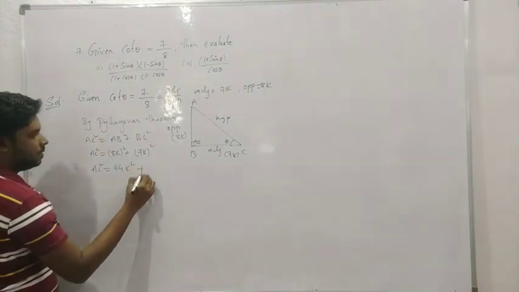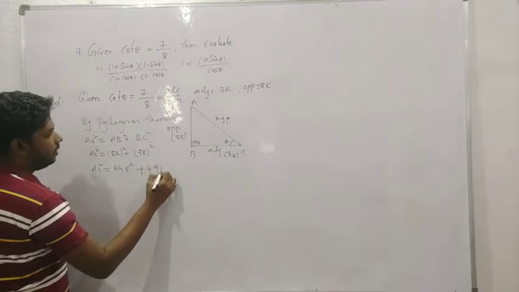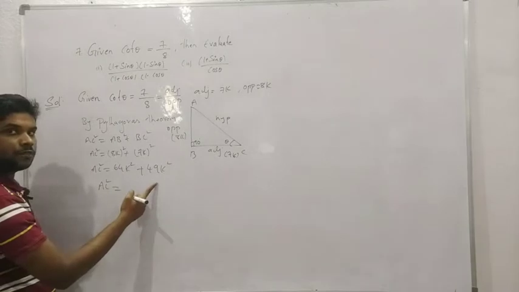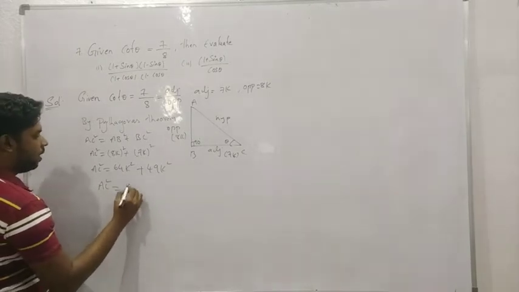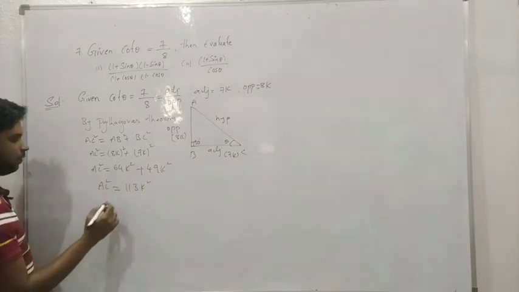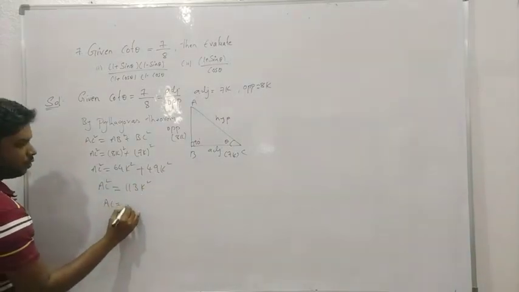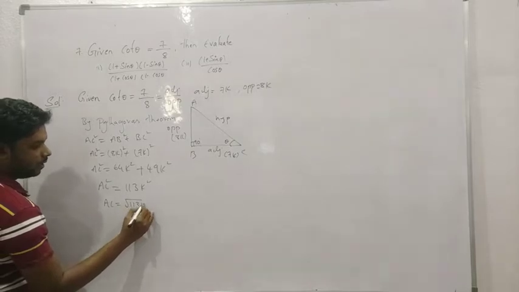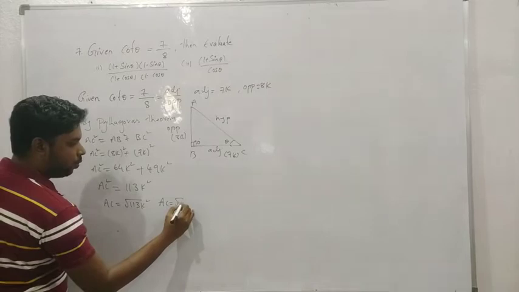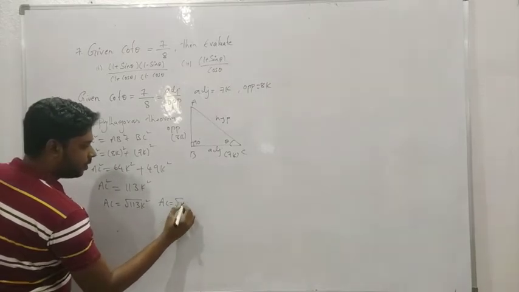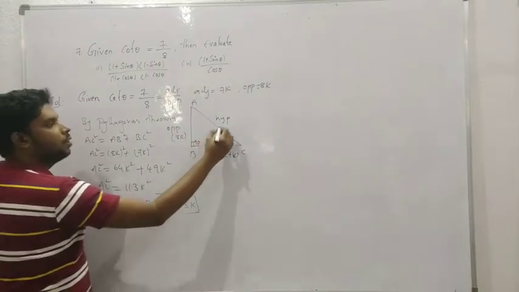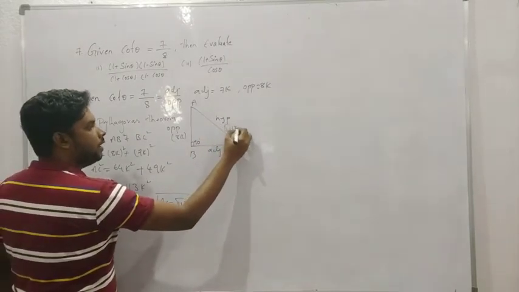Now I get AC square is equal to 8 square is 64k square plus 7 square is 49k square. So what I get? AC square is equal to 64 plus 49, which is 113k square. If I take the square to this side, it will become root. AC is equal to root 113k square, so AC is equal to root 113k. So I got the hypotenuse as root 113k.